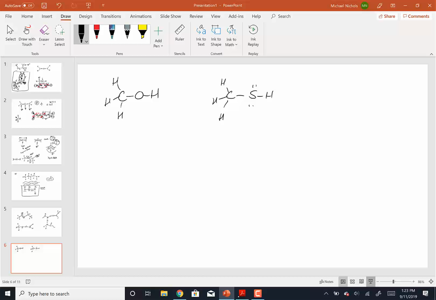So this has a boiling point of like 80 degrees or so. Why? Because its strongest intermolecular force is hydrogen bonding. But since sulfur is not oxygen or nitrogen or fluorine, it still has a dipole moment, but the strongest intermolecular force with methane thiol is dipole-dipole. And so it's a gas at room temperature.